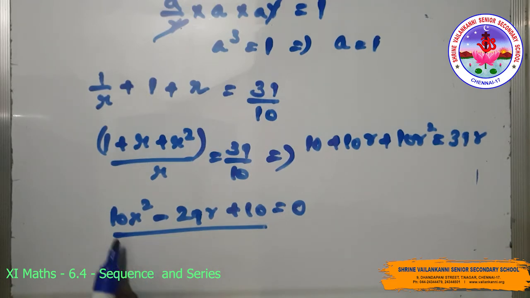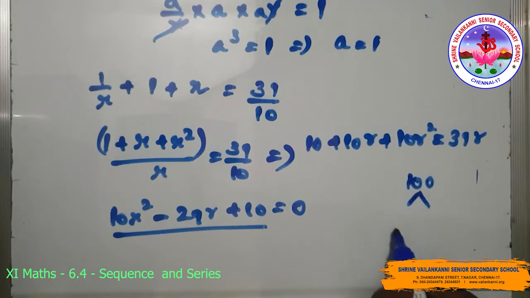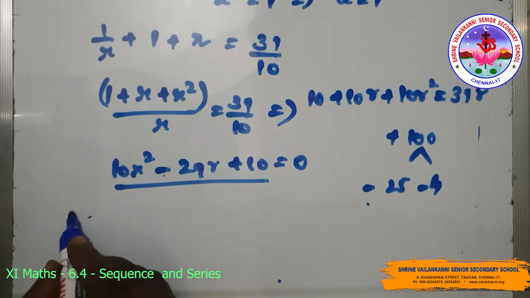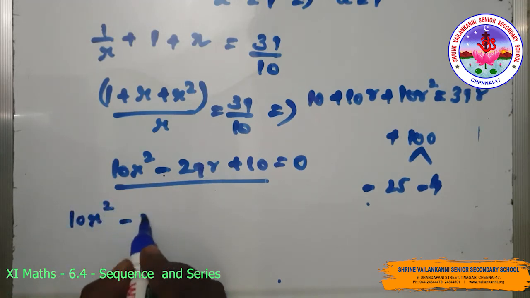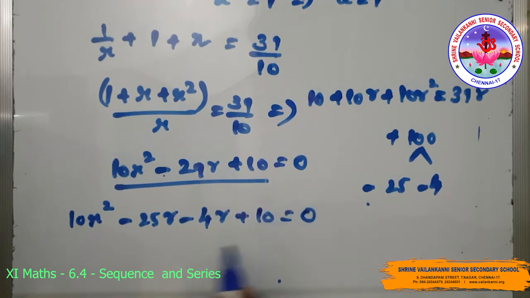So the product is 10 into 10, which is 100. So 25 into 4 is 100. It is plus 100 and sum is minus 29. So when we add these two, negative sign, so it will become minus 29. When we multiply, it is plus 100. Then 10r square minus 25r minus 4r plus 10 equal to 0.